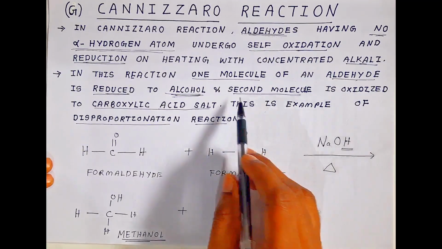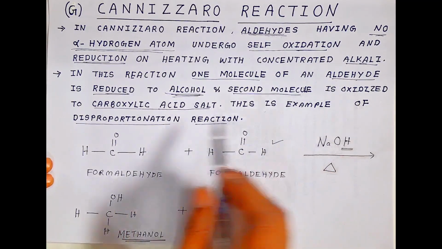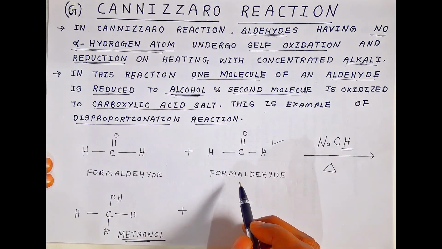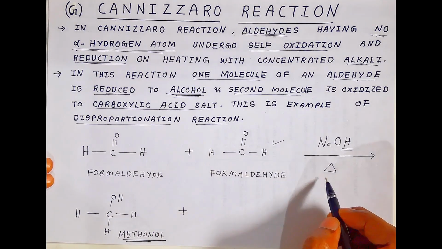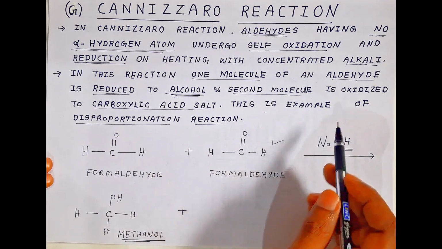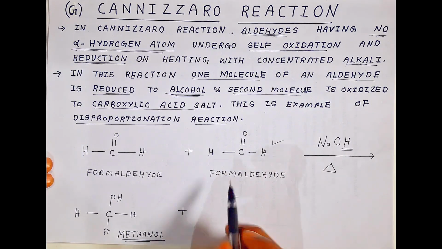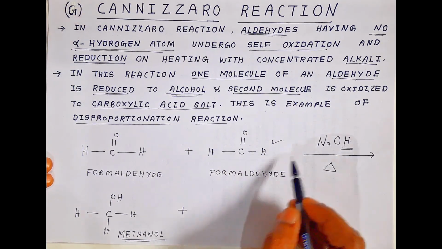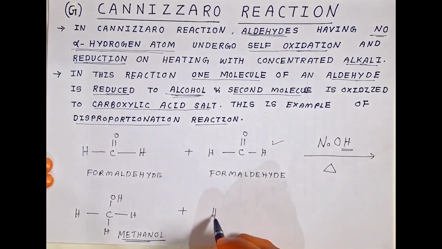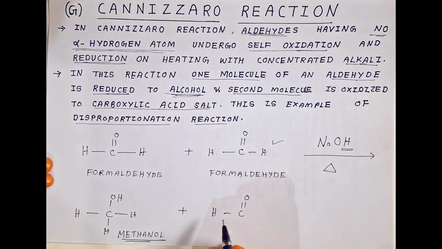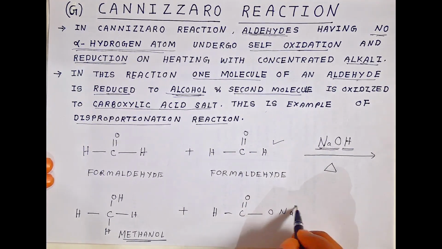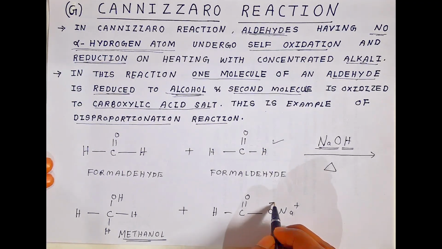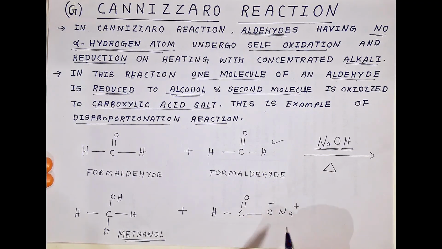And it will also form a second molecule. This second molecule, students, is oxidized to carboxylic acid. There is oxidation here. The first molecule is going to be reduced. So reduction and oxidation both take place here, students, and it will form sodium formate. This carbonyl will be as it is, and the sodium hydroxide will come and attach like this. The sodium will be positive and this oxygen will be negative. So there is a formation of the sodium salt of carboxylic acid, that is called sodium formate.